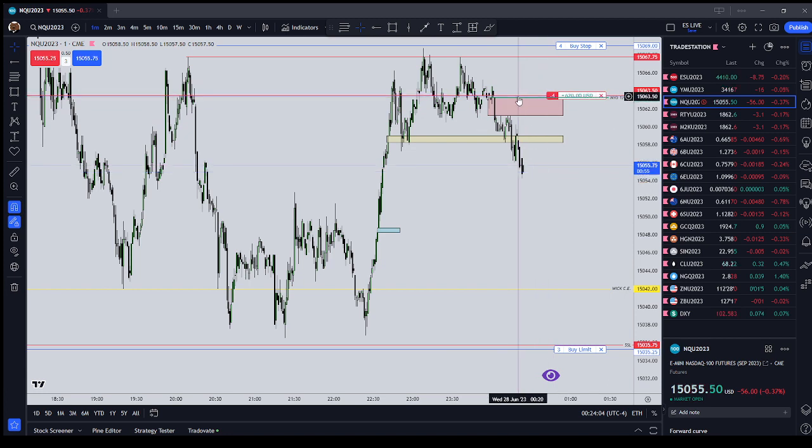Is this a perfect entry? No. I really would have preferred to be at the top tick. I was 5 points off the top tick, which is unfortunate. I do not like being off by 5 ticks or 5 points. It's a lot to me.